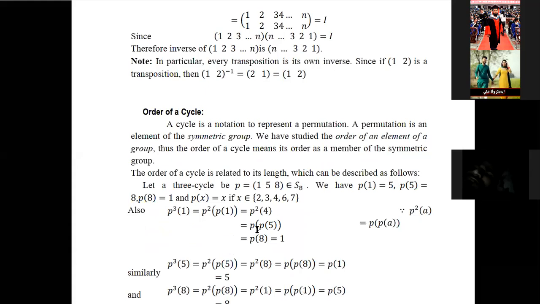Now how do we check the order? Here p cubed of 1 equals p squared of p of 1, and p of 1 is 5. Again p squared can be written as p into p of 5. What is p of 5? P of 5 is 8. Again, what is p of 8? It is 1. It means we start from 1 and again we get the same. So the power of p is 3, which means the order of this cycle is 3.